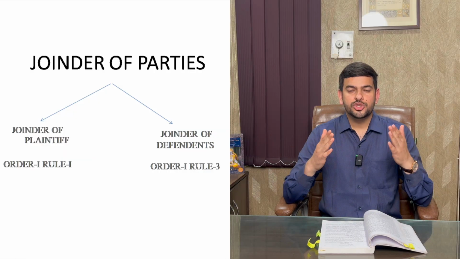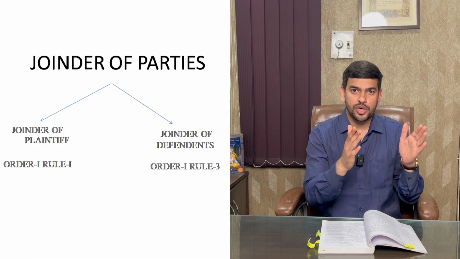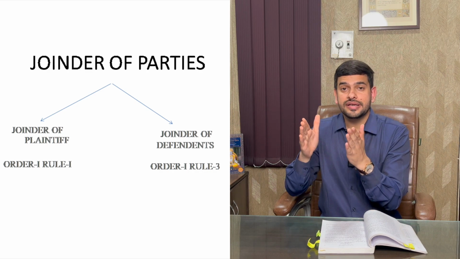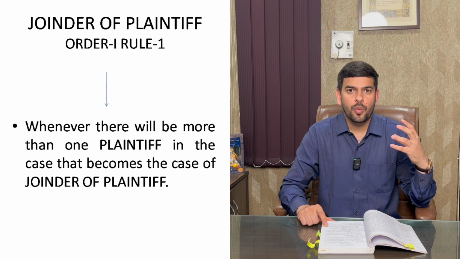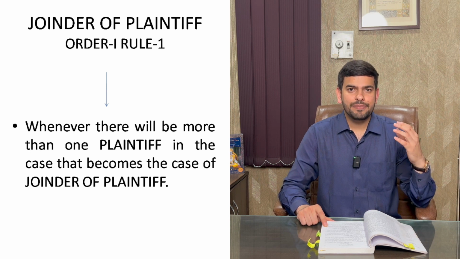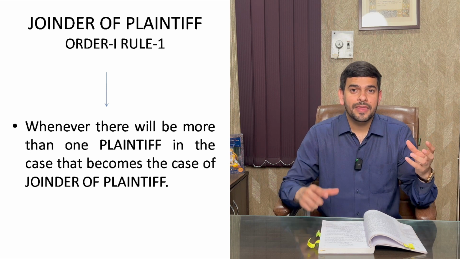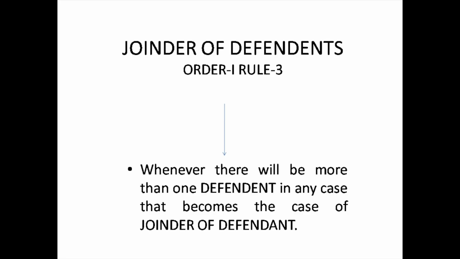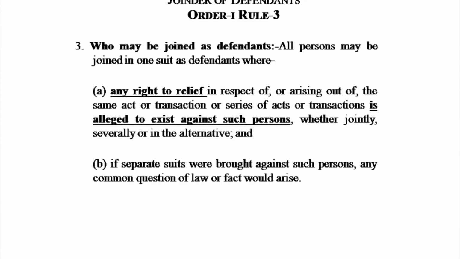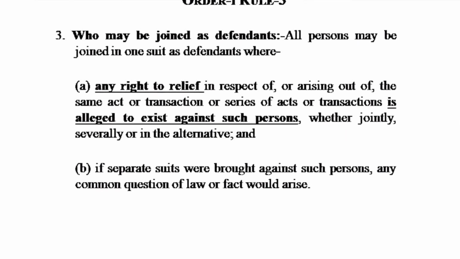As I said, joinder of parties is divided into two parts: joinder of plaintiff and joinder of defendant. So what is the meaning of joinder? Whenever there is more than one plaintiff in the case, that becomes a case of joinder of plaintiff. And whenever there is more than one defendant in any case, that will be a case of joinder of defendant. So it is not necessary that in every suit there has to be only one plaintiff and one defendant. There can be multiple plaintiffs and multiple defendants, and there can be one plaintiff and one defendant also.